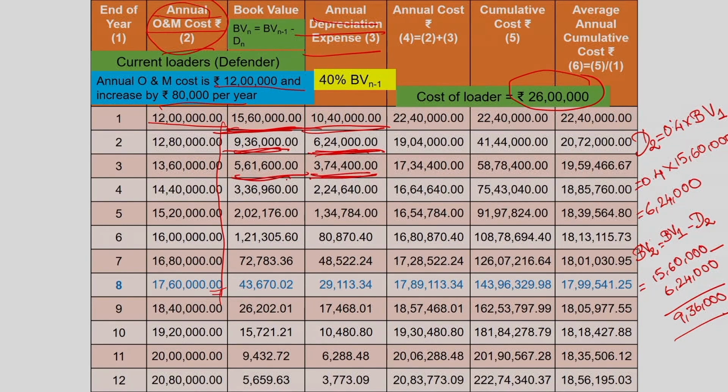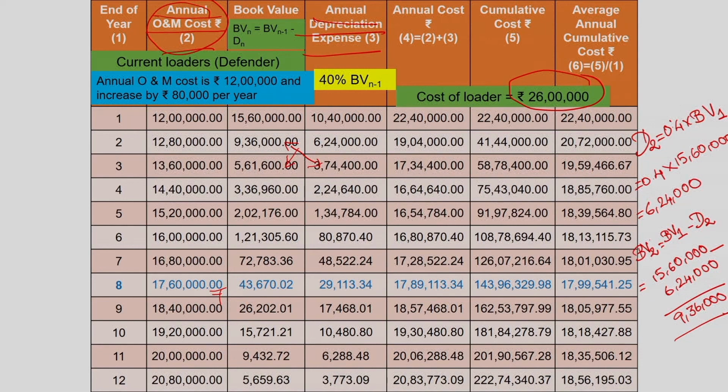So this is how you have to calculate the depreciation for every year and the corresponding book value. So basically, if you want the book value for the second year, you deduct the depreciation for the second year from the book value of the first year. That will give you the book value of the second year. Similarly, when you calculate the book value for the third year, you have to subtract the depreciation for the third year from the book value of the second year. That will give you the book value of the third year. So this is how you have to calculate.